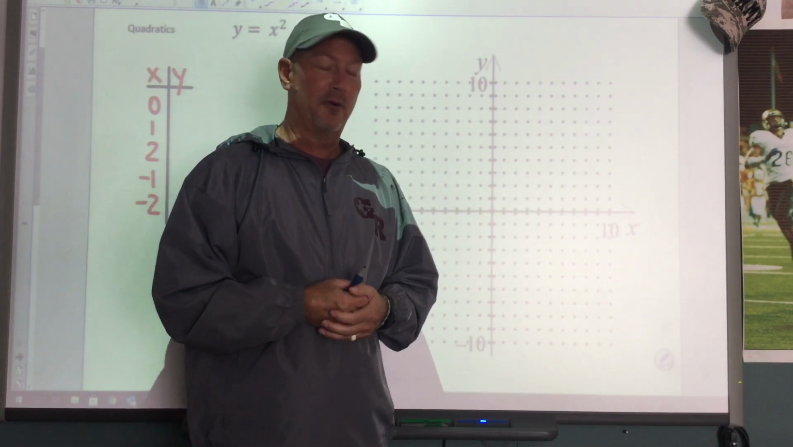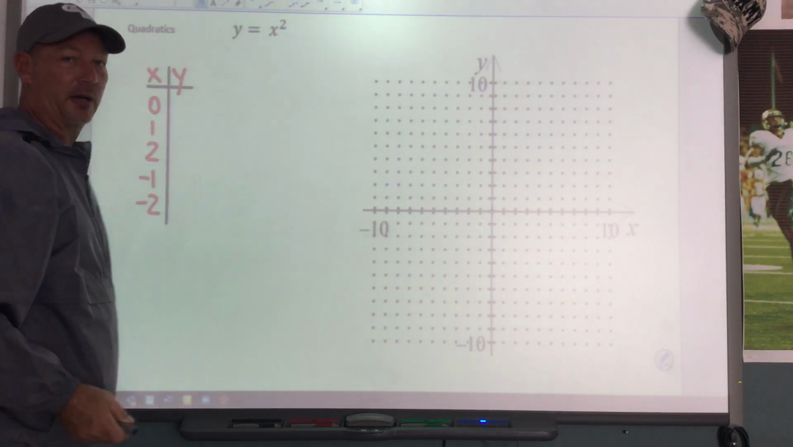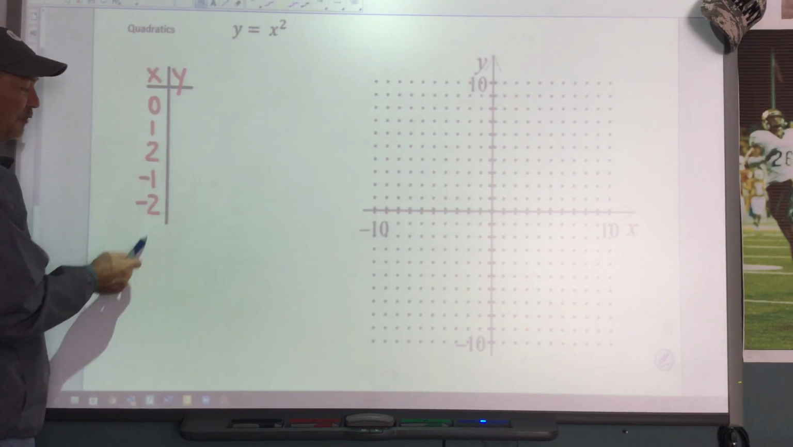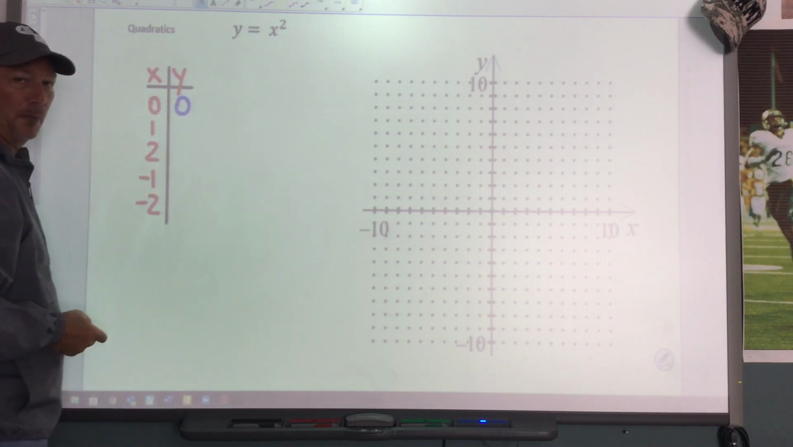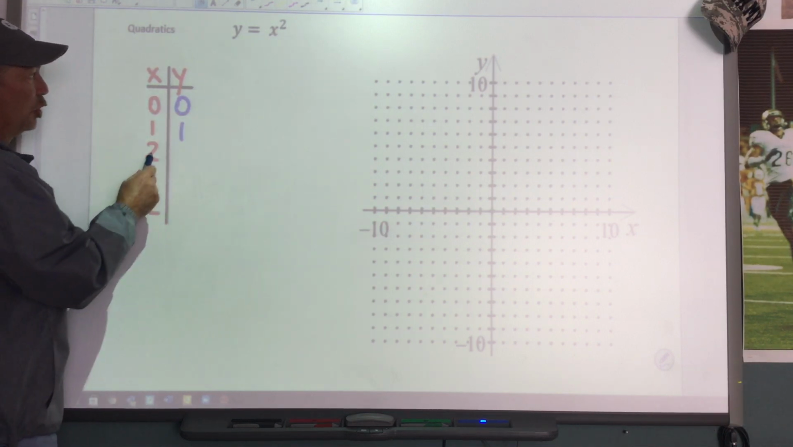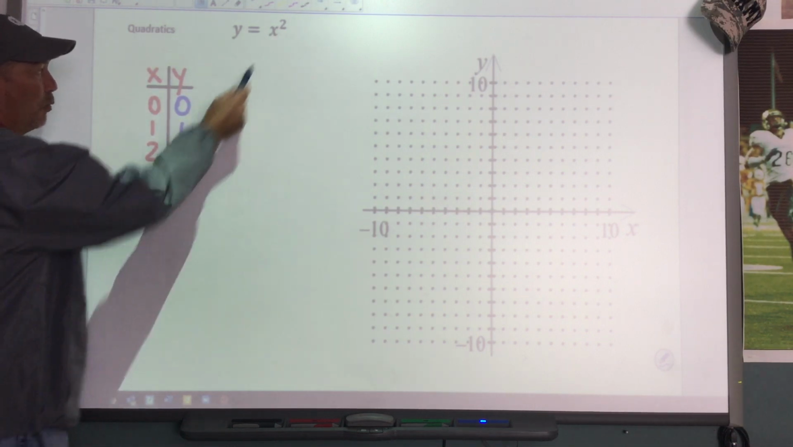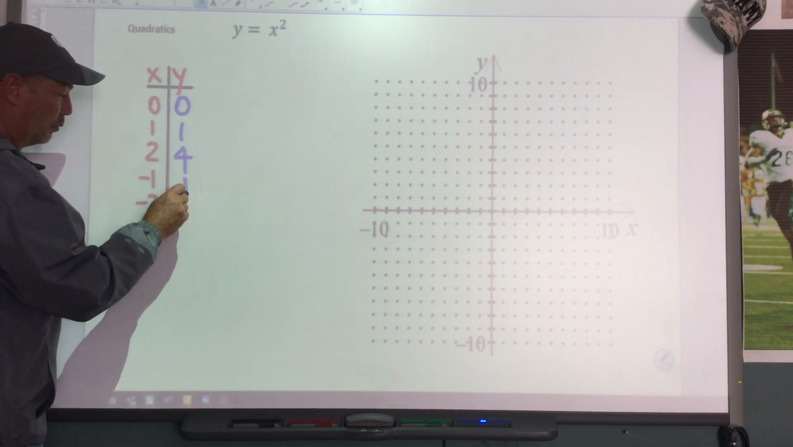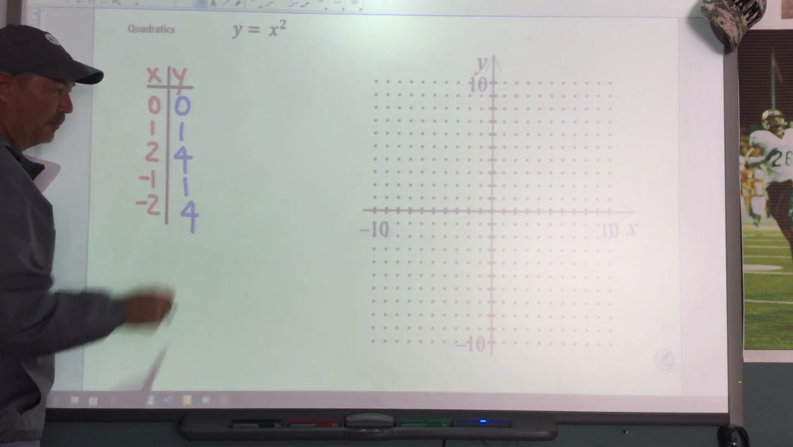We're gonna graph the parent function. All right, so this is our parent function of y equals x squared, okay? So we're gonna pick some values. We're gonna substitute in these values, and we're gonna say that 0 squared is 0, 1 squared is 1, 2 squared is 4, negative 1 squared. Negative 1 times negative 1 is a positive 1. Negative 2 times negative 2 is a positive 4.